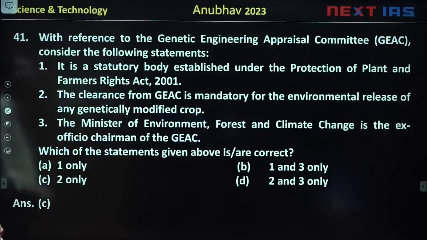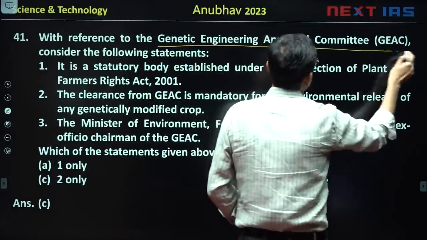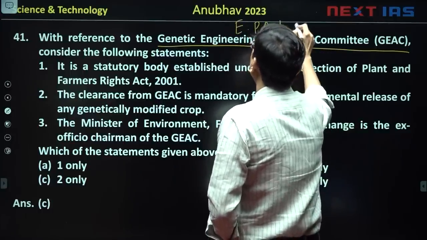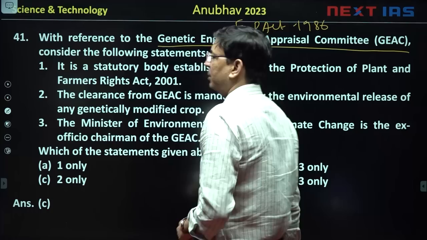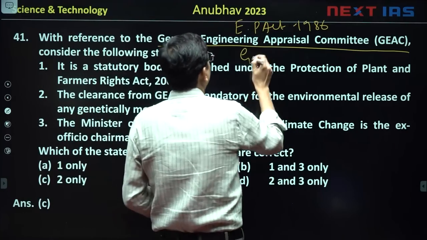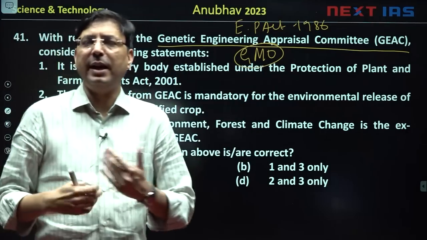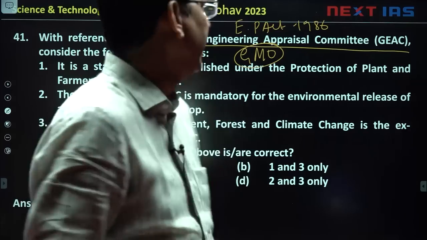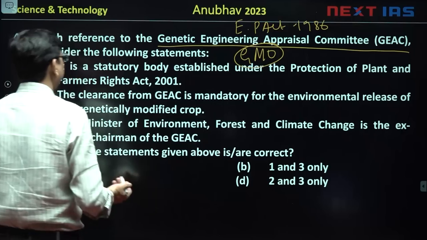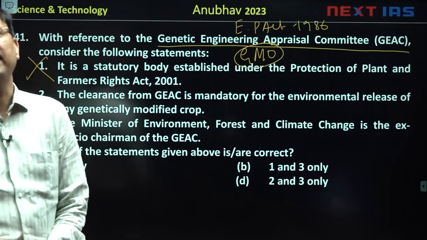Question number 41, Genetic Engineering Appraisal Committee, GEAC. GEAC was created by the Environment Protection Act 1986 and it is the body responsible for regulating GMOs in India. GMOs means genetically modified organisms. Their trial and commercial use is in the hands of the Genetic Engineering Appraisal Committee. Now, let us see the question. It is a statutory body under the Protection of Plant Varieties and Farmers' Rights Act. This statement is wrong. The answer is Environment Protection Act 1986.